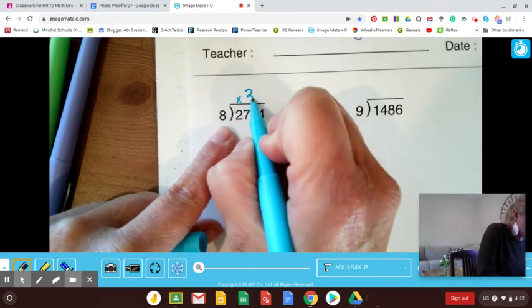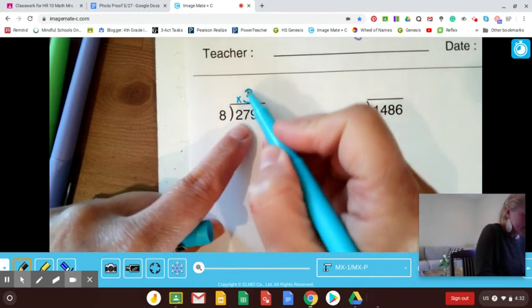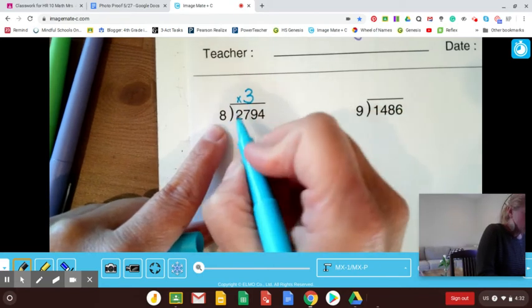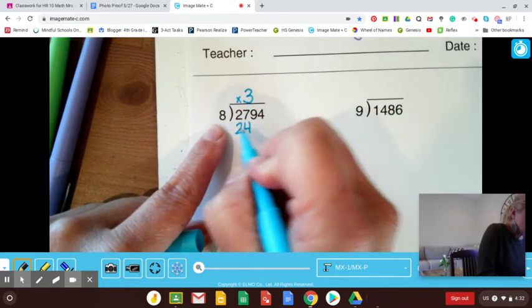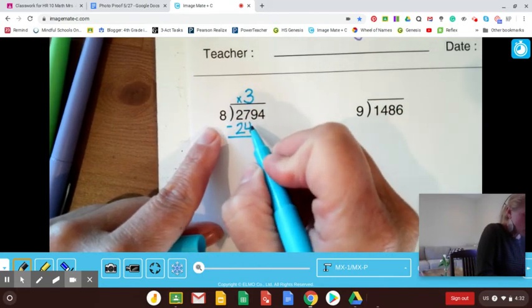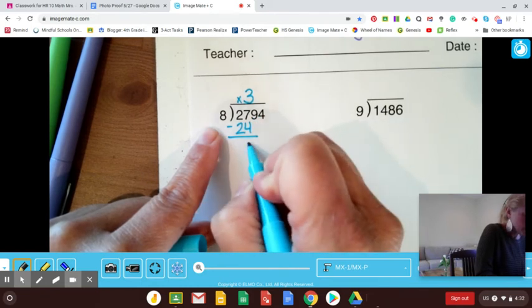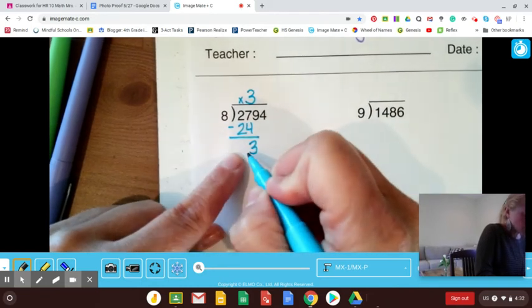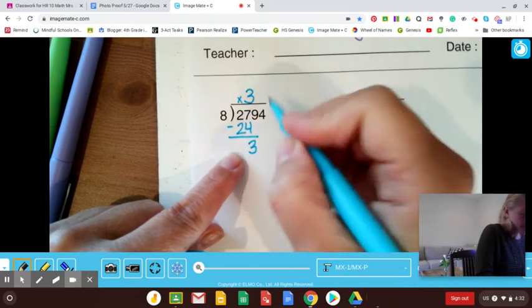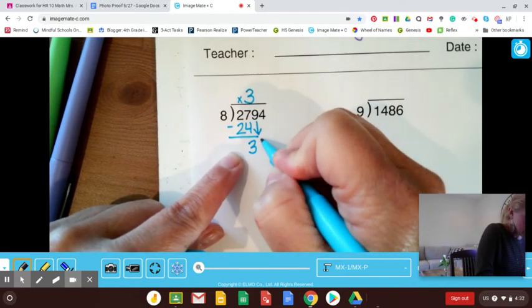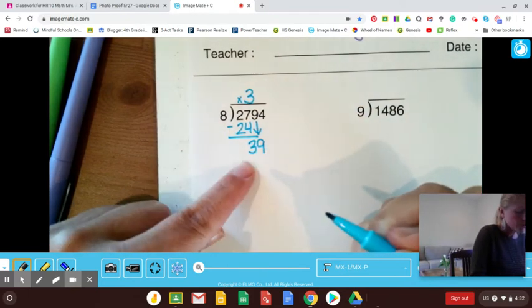So I'm going to put a nice 3. I'm going to make sure it's right over that 7. 8 times 3 is 24. Now I'm going to subtract 4, 5, 6, 7. So that's a 3. 2 minus 2 is 0. I don't need to write that. I'm going to bring down my 9. So now I have 39.